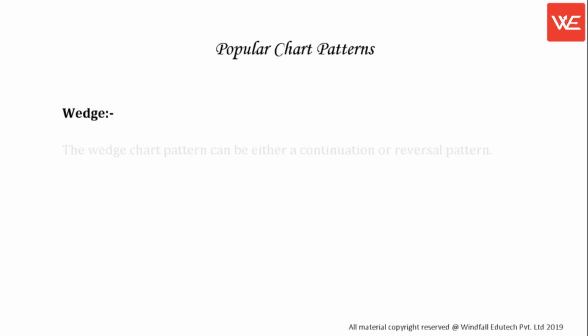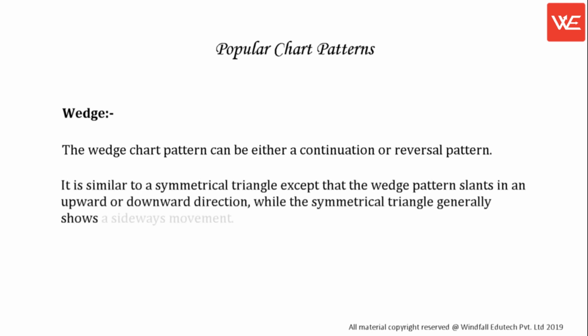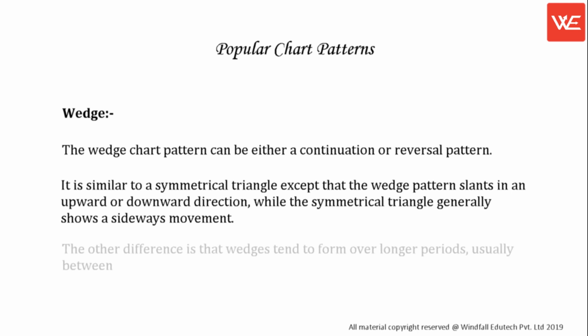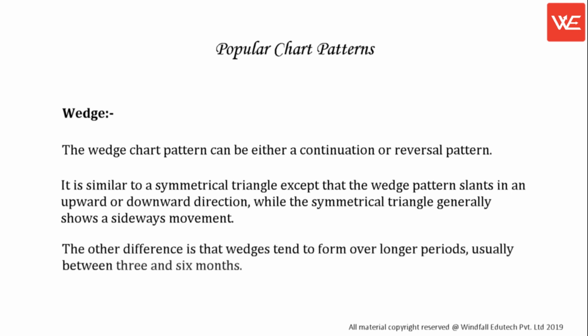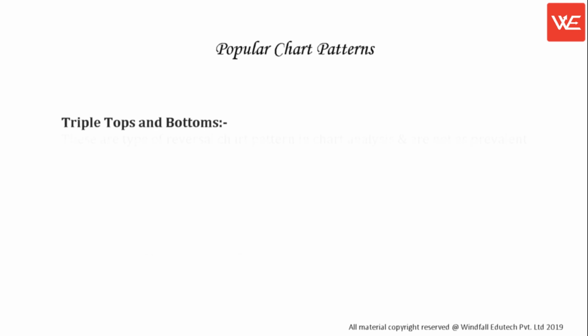Wedge. The wedge chart pattern can be either a continuation or reversal pattern. It is similar to a symmetrical triangle except that the wedge pattern slants in an upward or downward direction, while the symmetrical triangle generally shows a sideways movement. The other difference is that wedges tend to form over longer periods, usually between 3 and 6 months. Triple tops and bottoms.